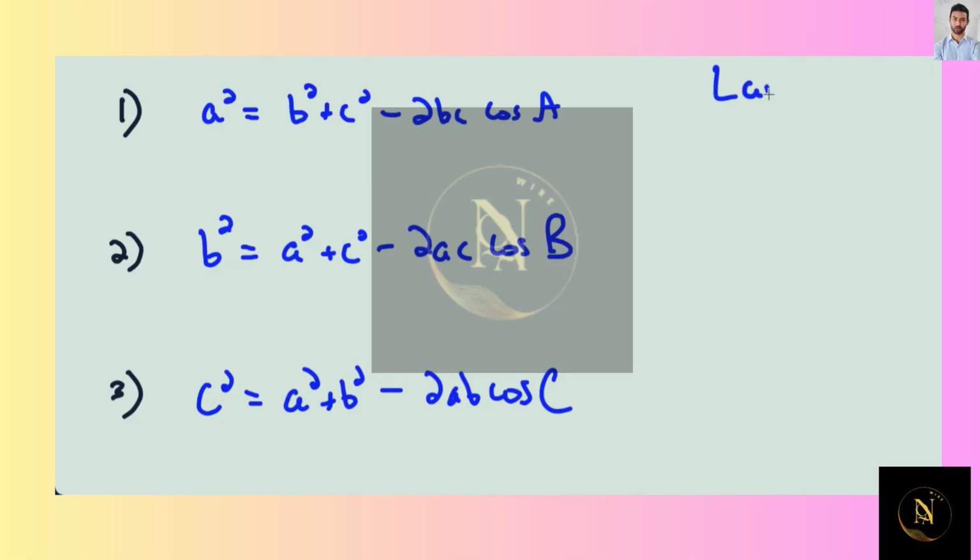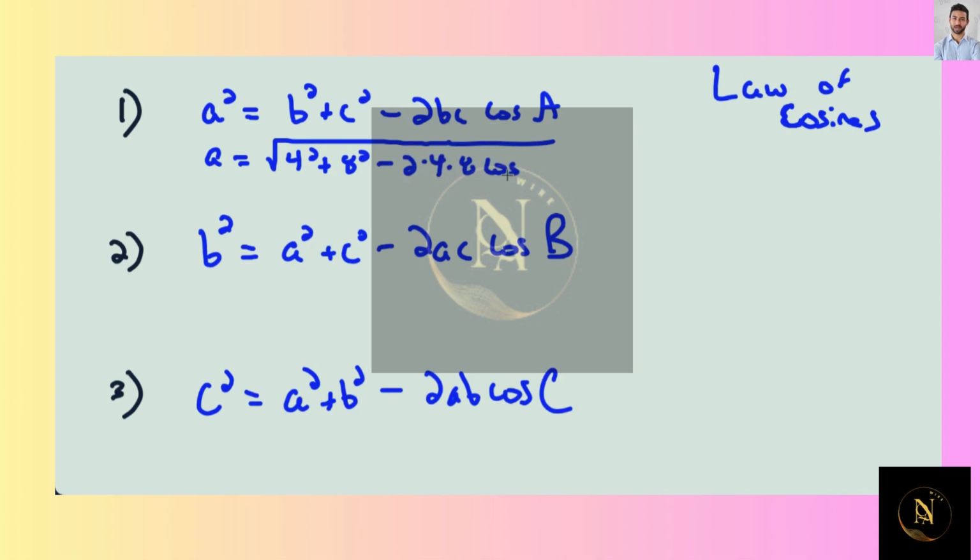So you're using the law of cosines here. That is what needs to be done. In the first problem, notice that you have angle A and you need to find side A. So to do this, side A squared equals B squared plus C squared minus 2BC cosine A, which means side A would be equal to the square root of 4 squared plus 8 squared minus 2 times 4 times 8 times the cosine of 46 degrees.